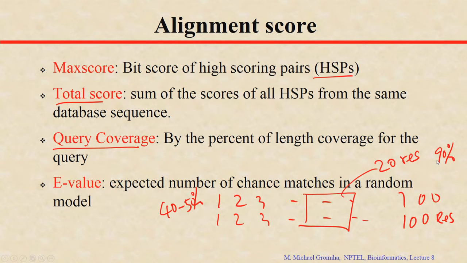Now there is a bias. If you have this, the random chance of getting these specific residues is very high, compared with the complete alignment. In this case you have to take into consideration not only the score, but also the query coverage. This is the reason why they give the query coverage also along with the alignment score.